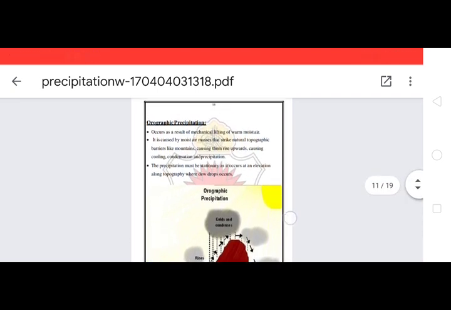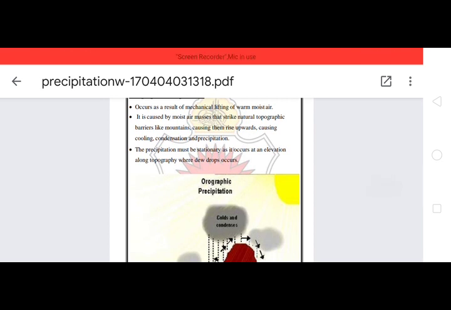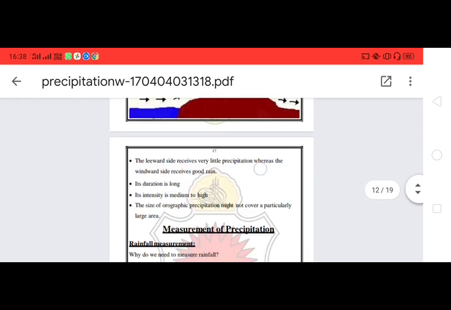So as you can see, some important points are also discussed in these details. So these are the causes behind orographic precipitation.